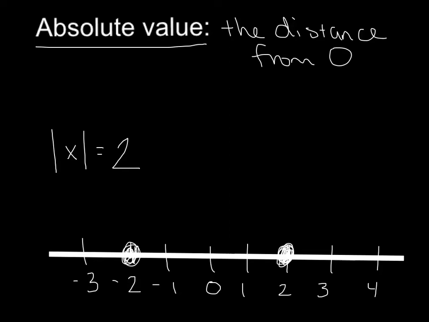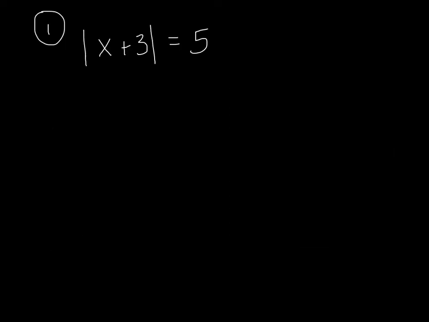So in other words, the absolute value of x equals 2, well, x could equal 2, or x could equal negative 2, because the absolute value of 2 would be 2, the absolute value of negative 2 would be 2. So you can see that what's inside the absolute value could be positive or negative. So number 1, the absolute value of x plus 3 equals 5. Well, it could be to the right 5, or it could be to the left 5.